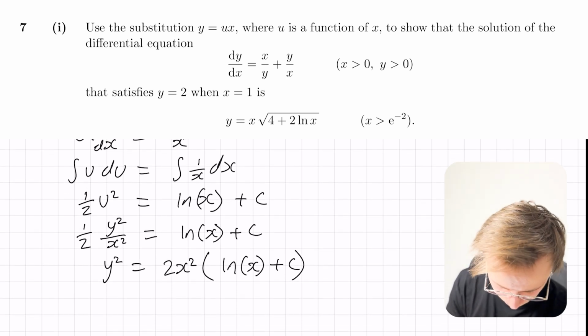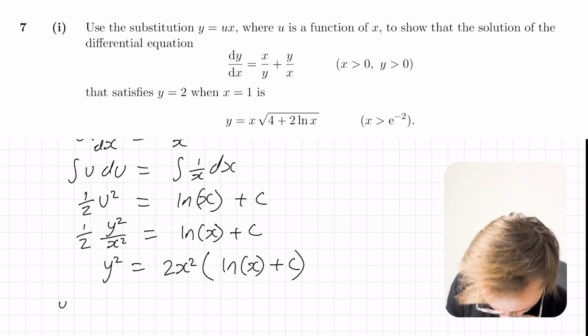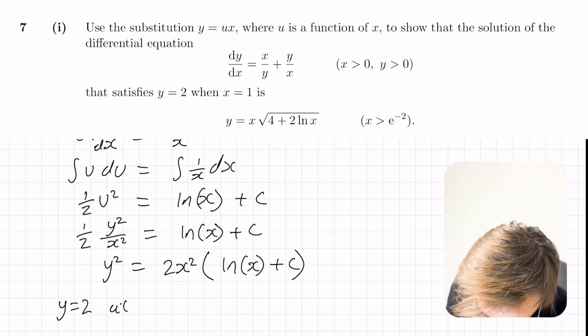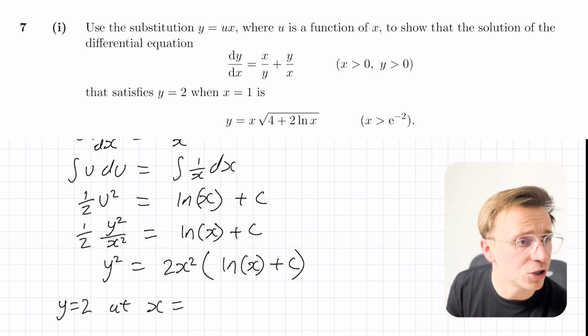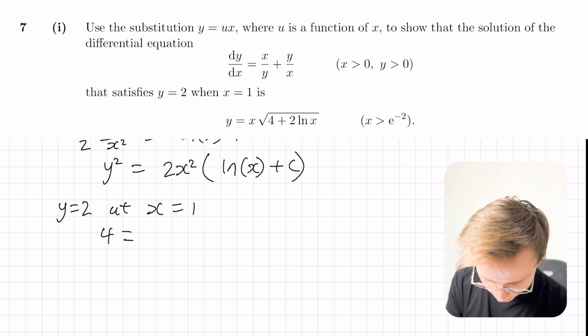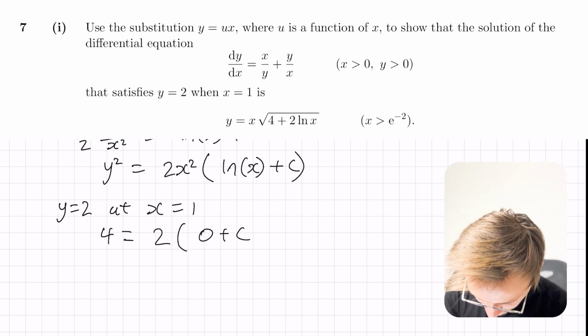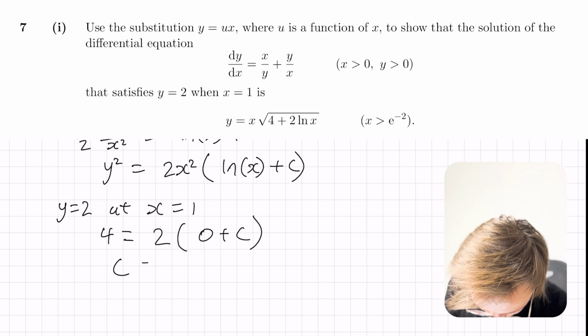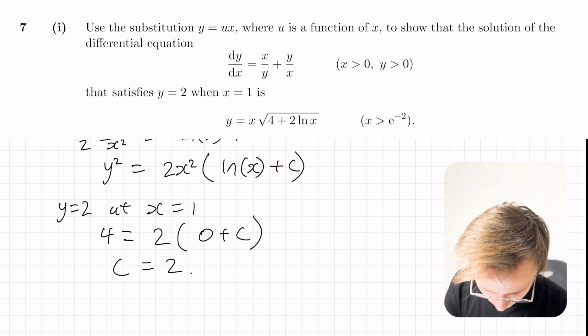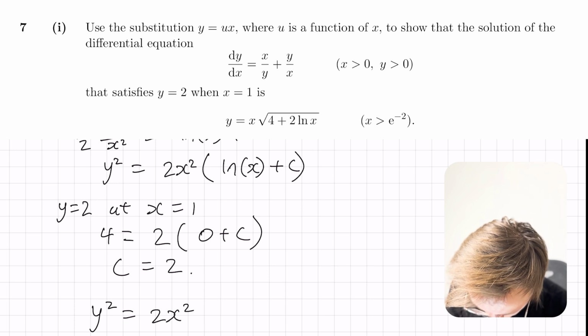So first off, I'm going to use the boundary conditions: y equals 2 at x equals 1. So now I've got 4 is equal to 2 ln 1, which is just 0, plus c. So therefore c equals 2. Pretty easy. Then I'm left with y squared equals 2x squared.